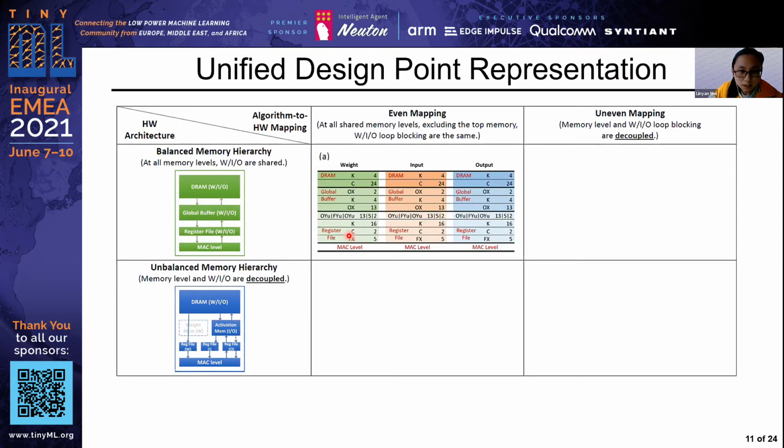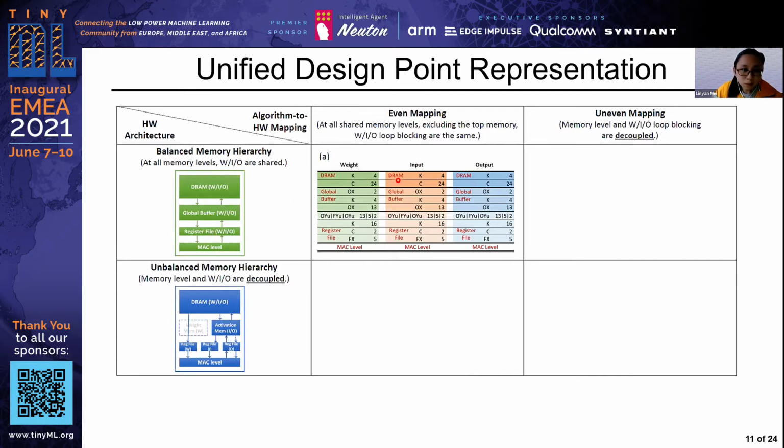And here, the alphanumerical pair inside each block is like a for loop. So here it means 4fx from 1 to 5. And then on top of that, I have another for loop for C. So what you see here is that each hardware component, like DRAM, global buffer, register file, they have the same mappings. So that's what we call the even mapping.